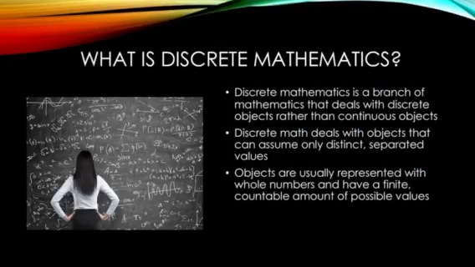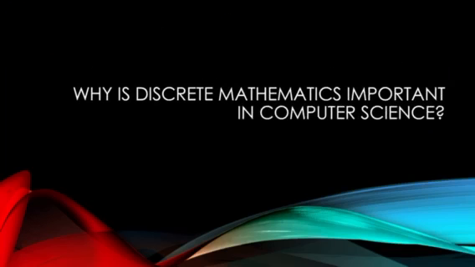So to start, what is discrete mathematics? Well, discrete mathematics is simply a branch of mathematics that deals with discrete objects rather than continuous objects. And discrete mathematics deals with objects that can assume only distinct, separated values. Discrete objects are usually represented with whole numbers and have a finite, countable amount of possible values, whereas continuous objects can be represented with real numbers and have an infinite amount of possible values.